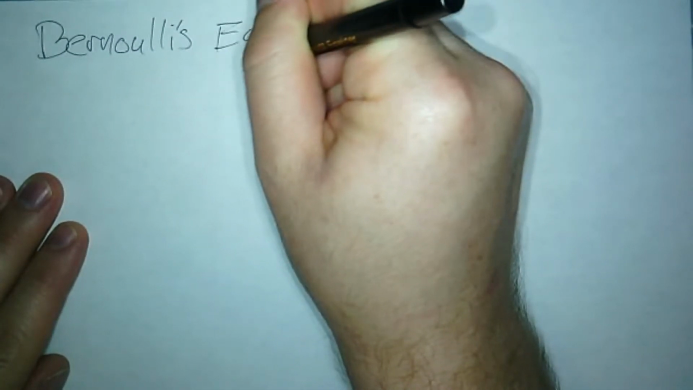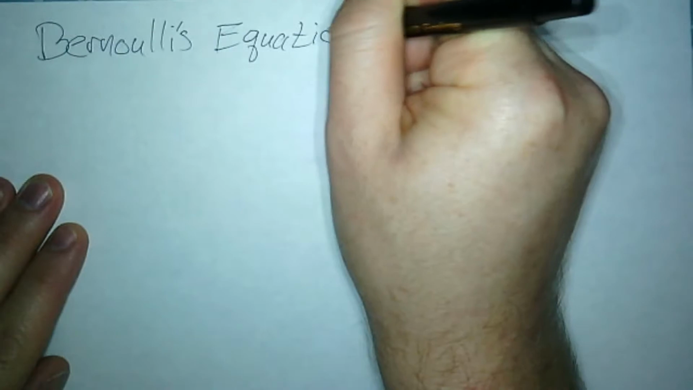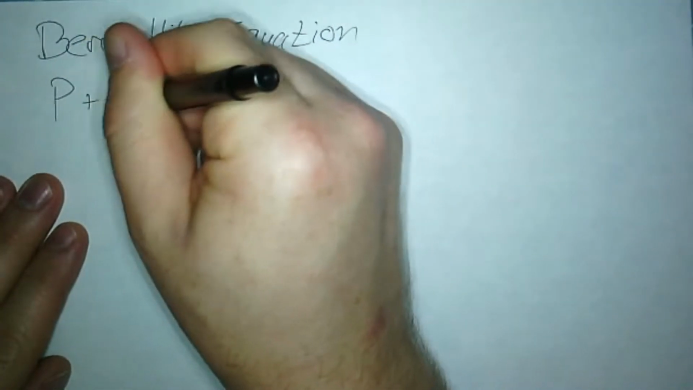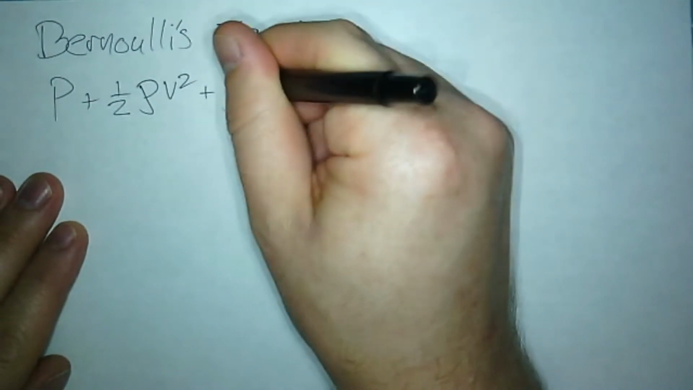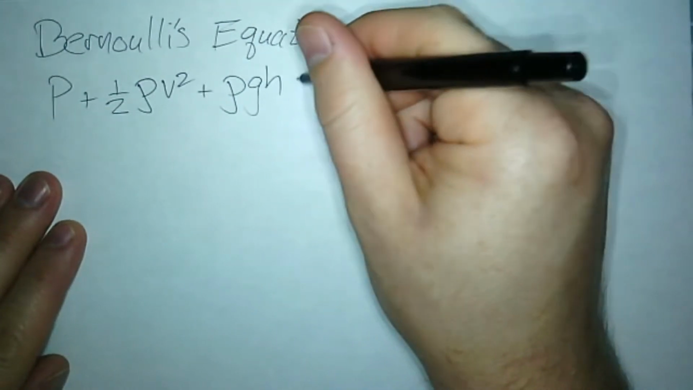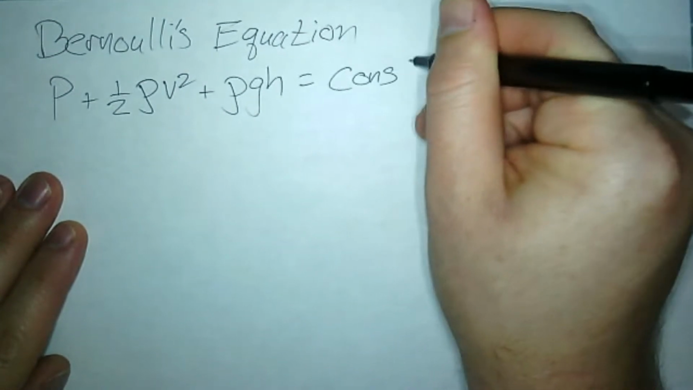Okay, so let me rewrite the equation again. Bernoulli's equation says pressure plus 1/2 rho velocity squared plus rho gh equals a constant.